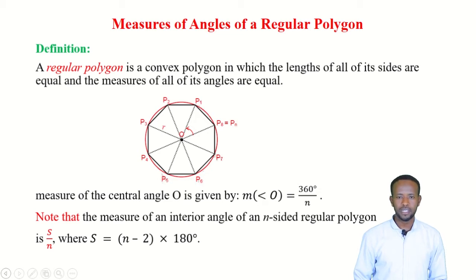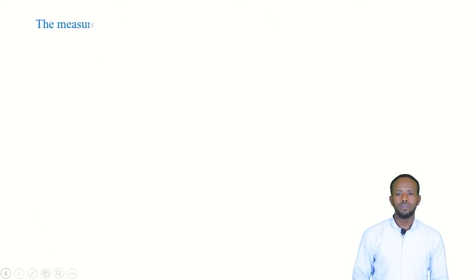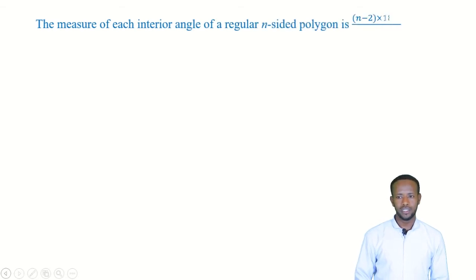From this we have: the measure of each interior angle of a regular n-sided polygon is n minus 2 times 180 degrees. The measure of each interior angle of an n-sided regular polygon is what? n minus 2 times 180 degrees over n. This is the sum and this is n. Because the interior angles of a regular polygon, we said they are equal. If we want to find each, we divide the sum by n.